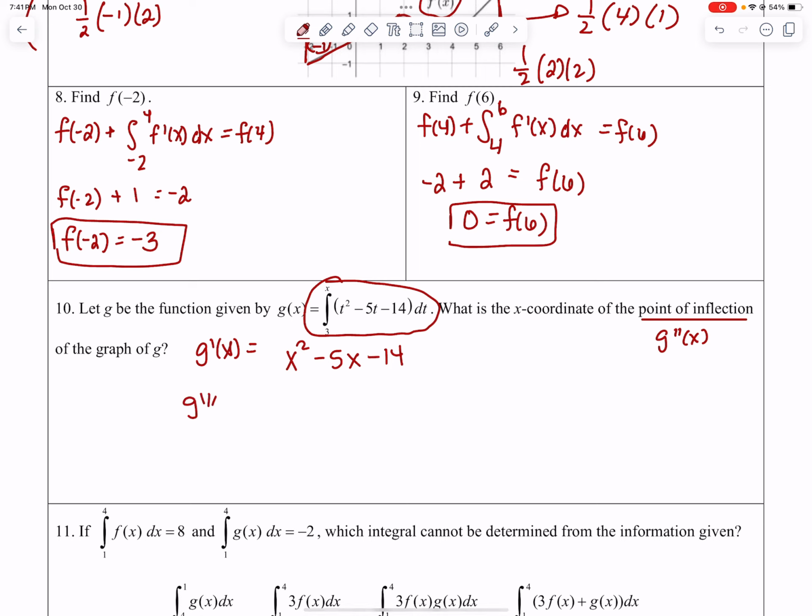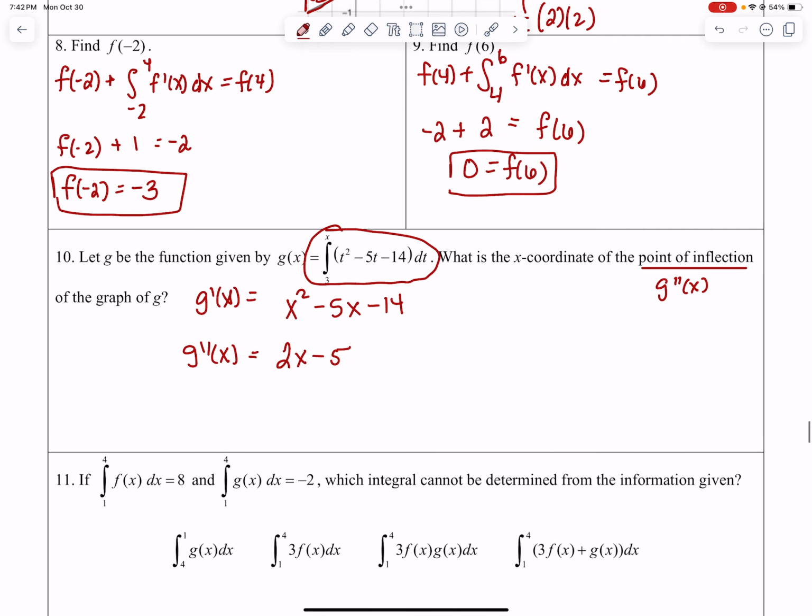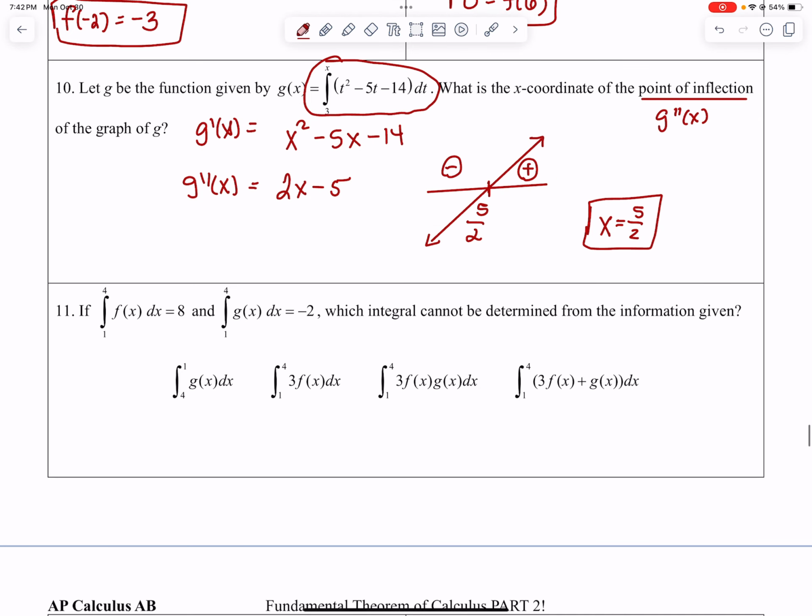Now g double prime of x is going to be 2x minus 5, just taking your simple derivative, and then we're going to set that equal to 0. And remember, with a point of inflection, we want a sign change. So here at 5/2, this is just a basic linear function, so it's going to look something like this. If it's a basic linear function, we have a negative here and a positive here. Since we have a sign change, we know that the x-coordinate of the point of inflection is 5/2.